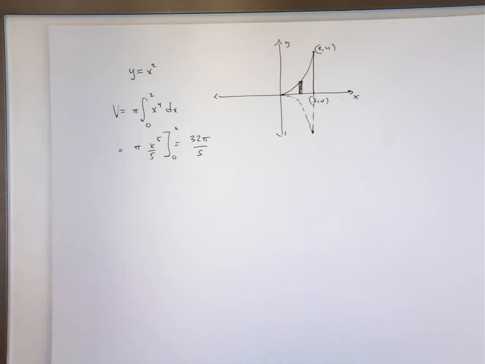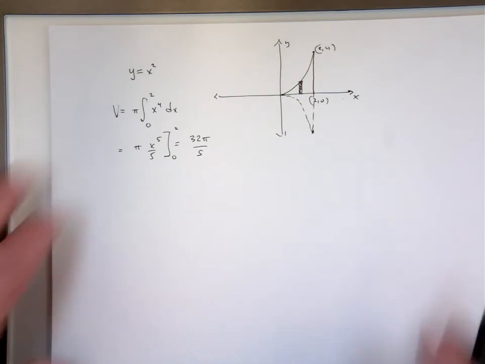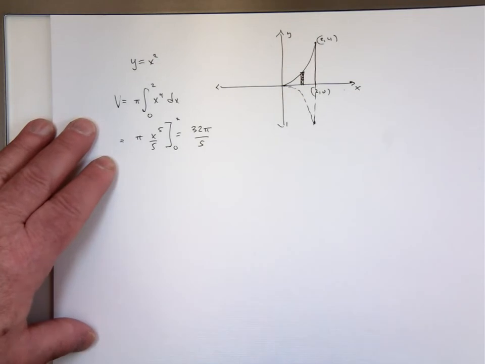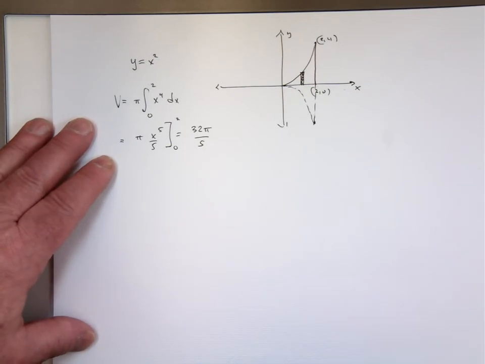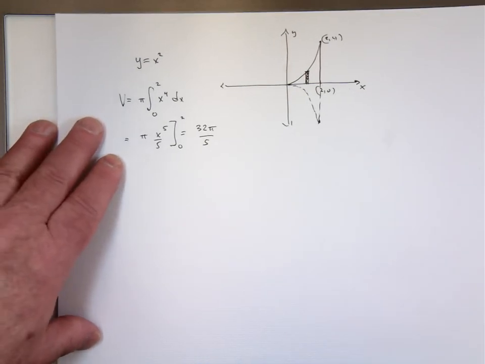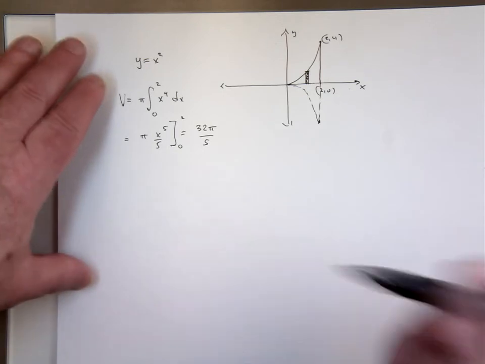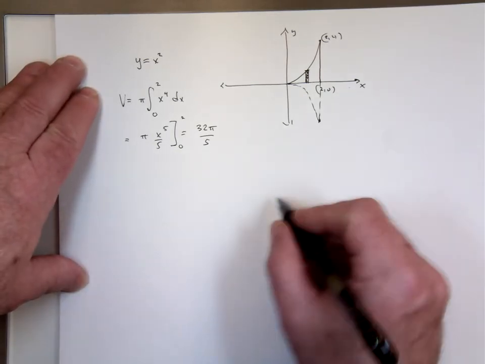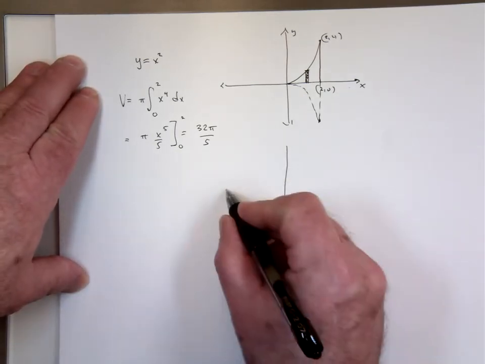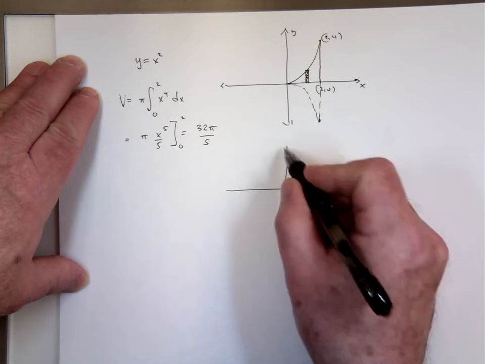So for a non-disk, what would it be? Well, let's see what happens. Let's take another problem here. Let's take y equals x squared, the same thing. But instead of going around the x-axis, let's go around the line y equals -2. See what happens here. We're going to take the same area, y equals x squared.